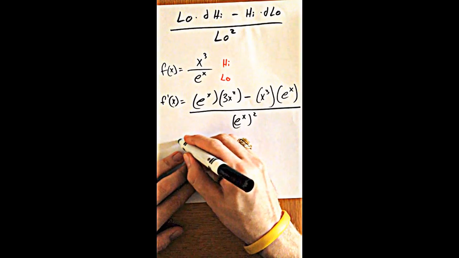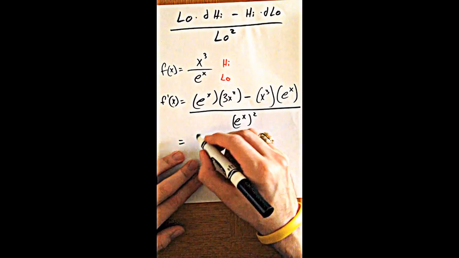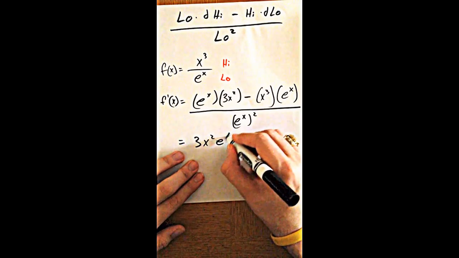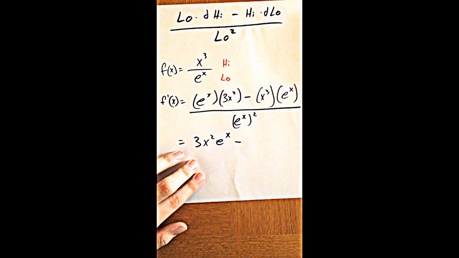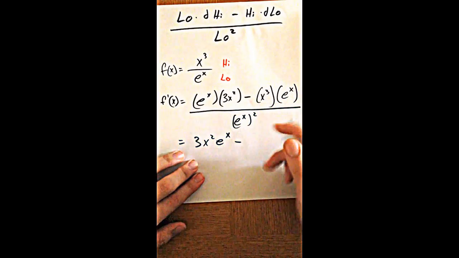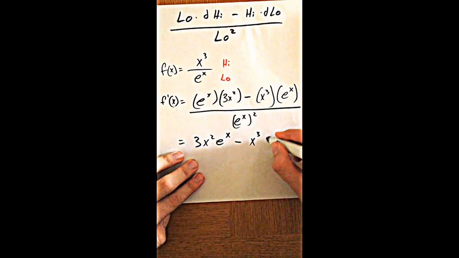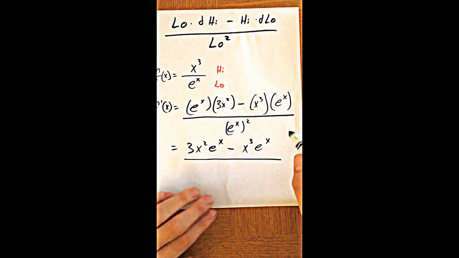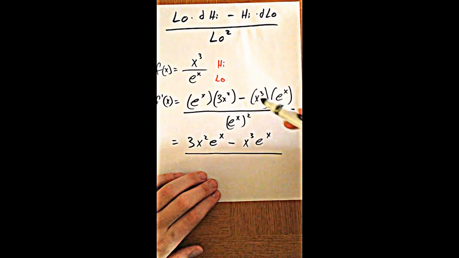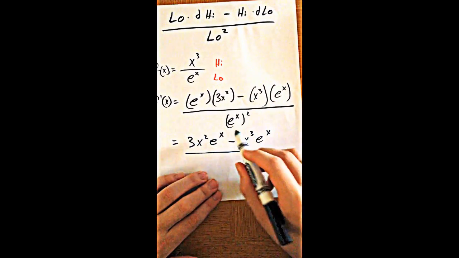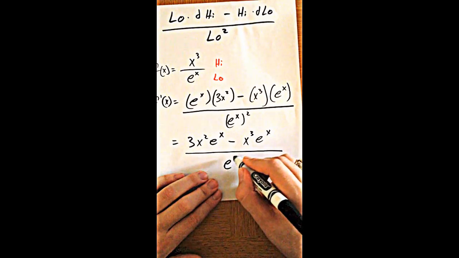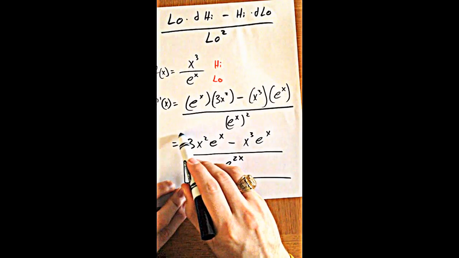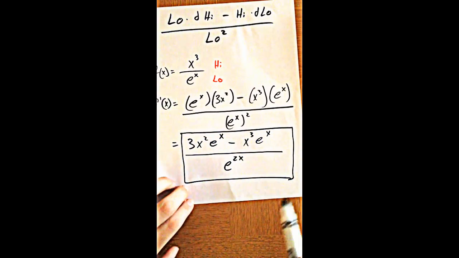And I'll go ahead and simplify here. 3x squared times e to the x is exactly as it reads, 3x squared e to the x. And x cubed e to the x, well, that's also as it reads, x cubed e to the x. And now e to the x squared, when you raise an exponent to an exponent, is the same thing as multiplying. So that'll turn out to be e to the 2x. And that is the answer.